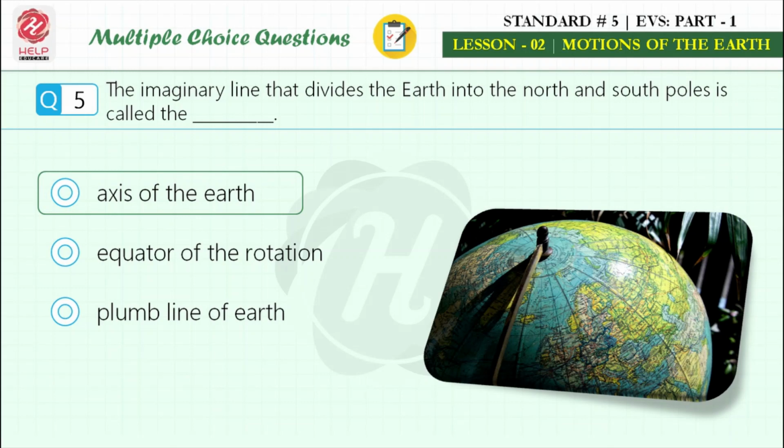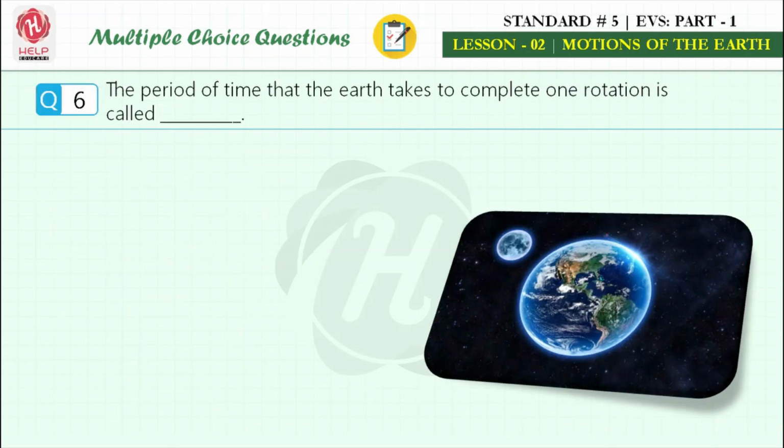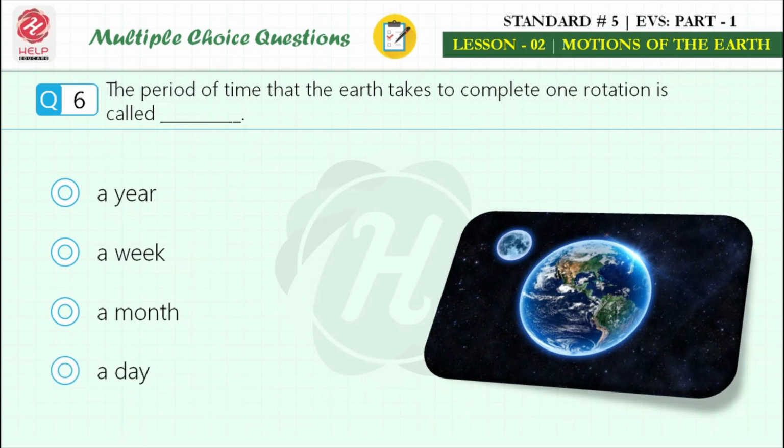Correct answer is axis of the Earth. Question number 6. The period of time that the Earth takes to complete one rotation is called dash. First option, a year. Second option, a week. Third option, a month. Fourth option, a day.